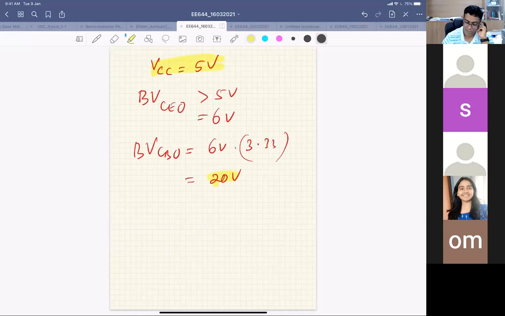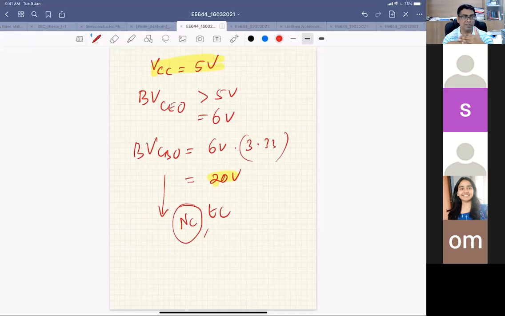So then if you know BVCBO should be 20 volt, then you will choose your NC, your collector doping accordingly, right? Collector doping and the thickness of the collector accordingly, right? Okay. So this is how you design your transistors for breakdown voltage. As I told you, breakdown voltages are very important parameters of a transistor, which will give you the maximum voltage you could operate these transistors, right?